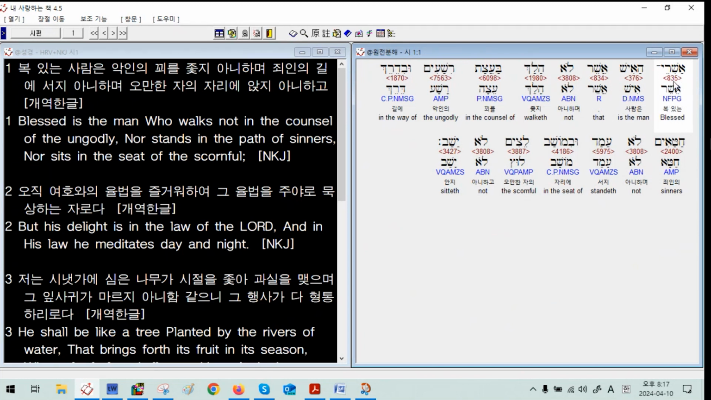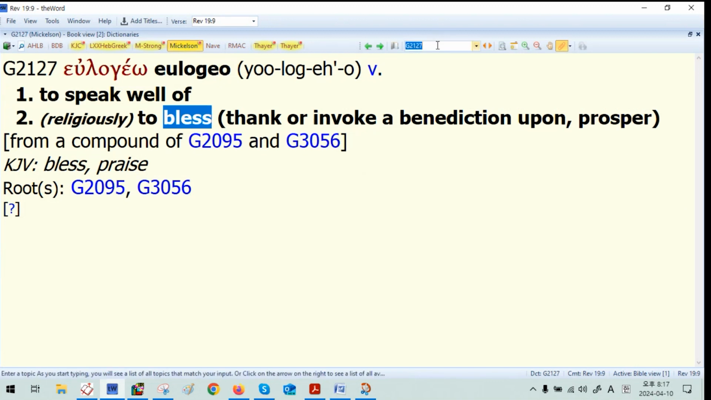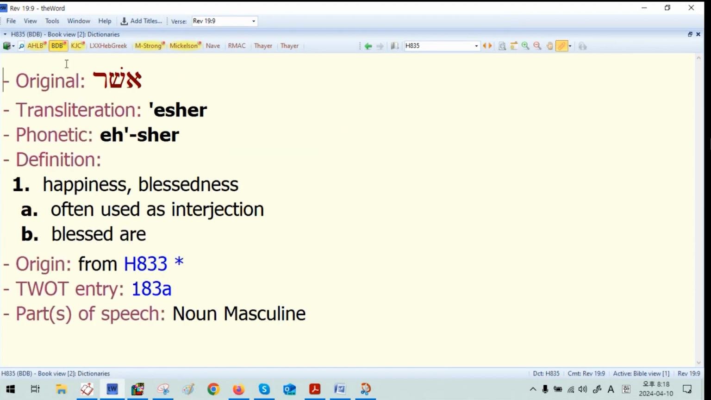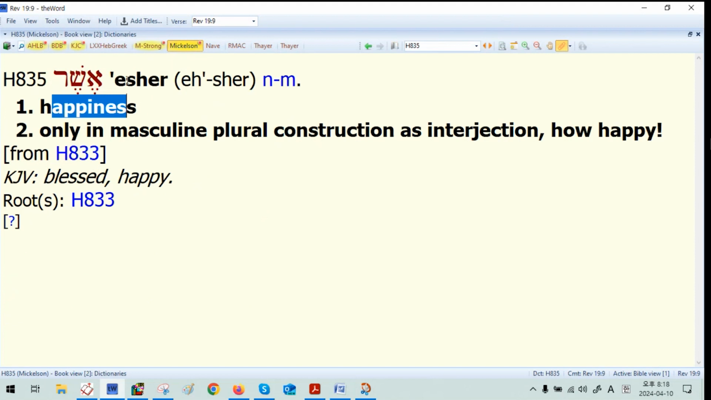Let's look at the dictionary, Hebrew 835. You see happiness? It's not blessed. And BDB says happiness, and they also put bless. But bless is the barak in the Hebrew word. Happy is the asher. Happiness is asher. So barak is the bless that is shown in Genesis chapter 1.